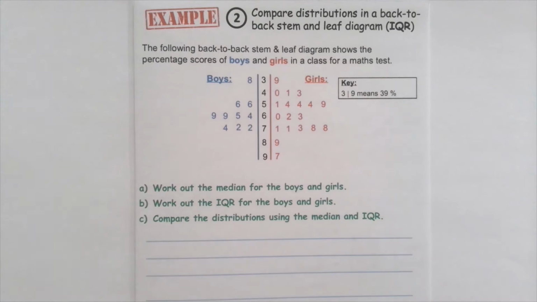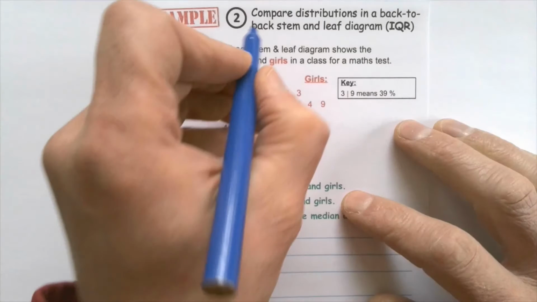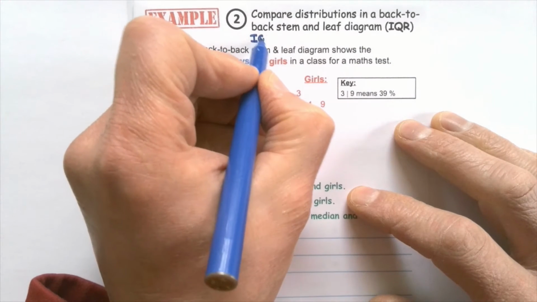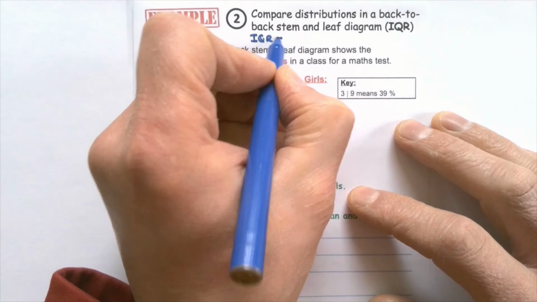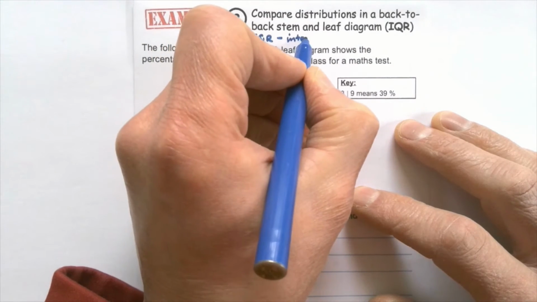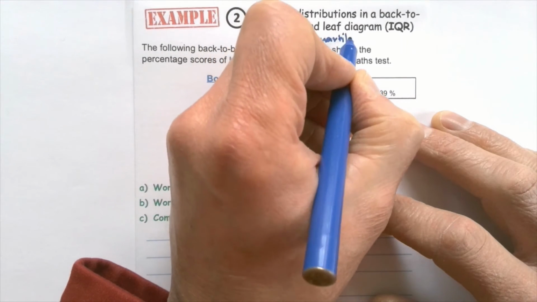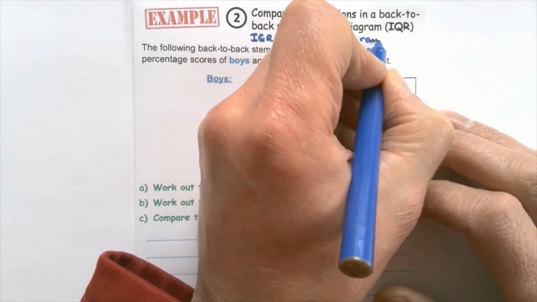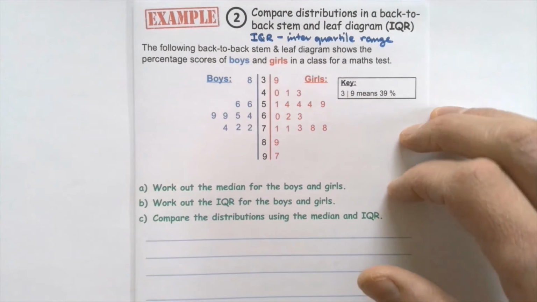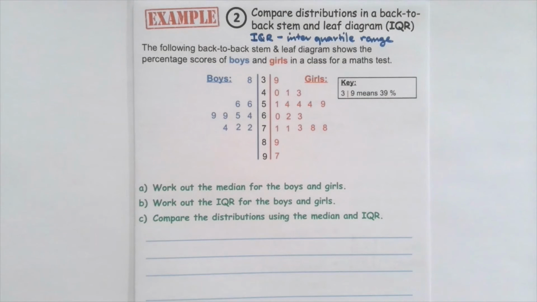Okay, so this is example 2 for comparing distributions from back-to-back stem and leaf diagrams, and in this one we're going to be using IQR, the interquartile range. Let me just write that down. IQR, interquartile range. It's a spread in the data, so it's a bit like the range, but a little bit more robust.